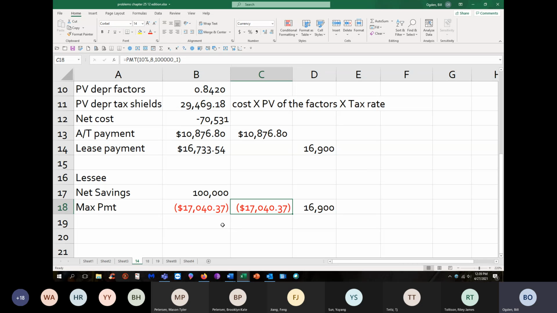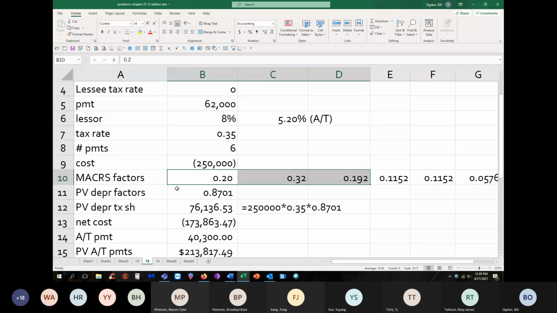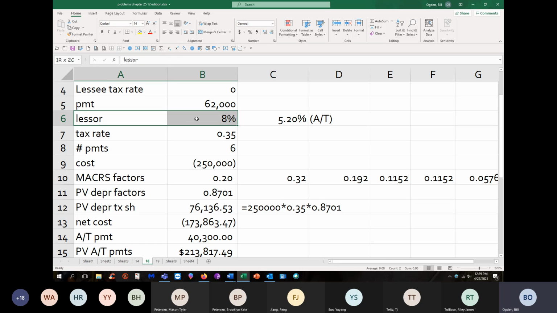So let's move on to problem number 18. All right, we have the CompuLease company, which is the lessor. We have one more example of a lessee with a tax rate of 0. So let's analyze the lessor first. It's the only one that's particularly interesting. We'll have a tax rate of 35%. We'll have 6 payments, 8% borrowing rate. And this computer system will cost $250,000.